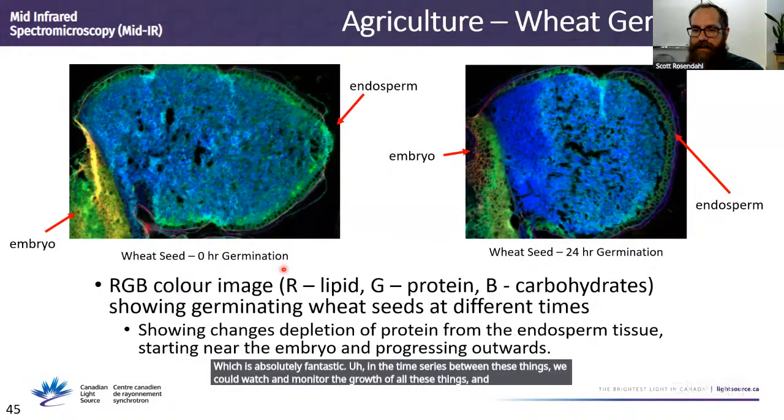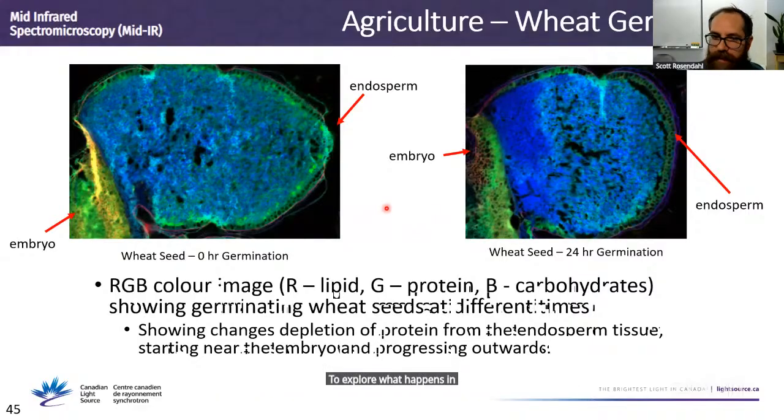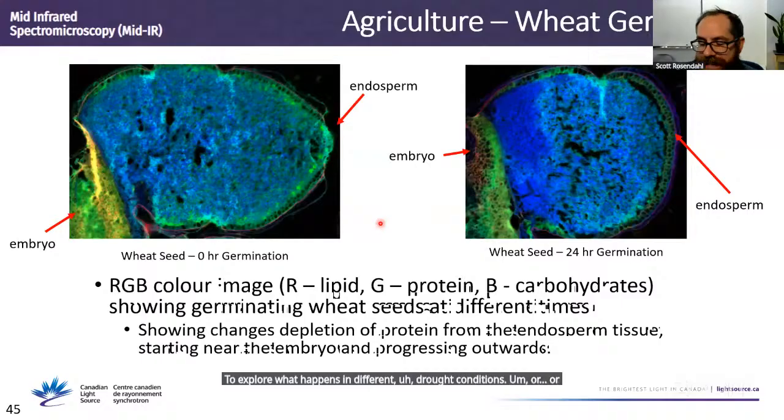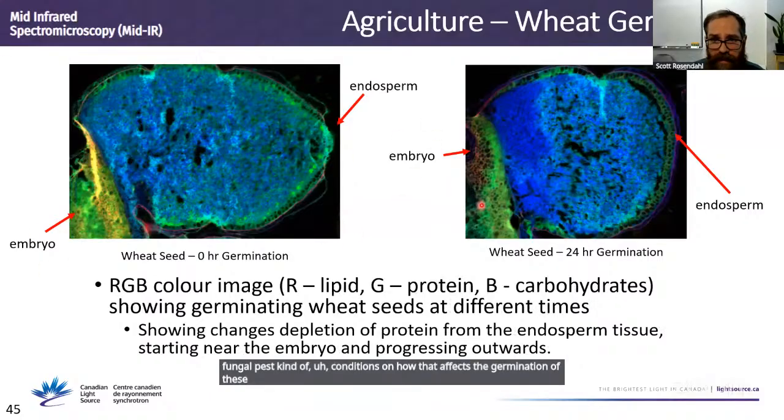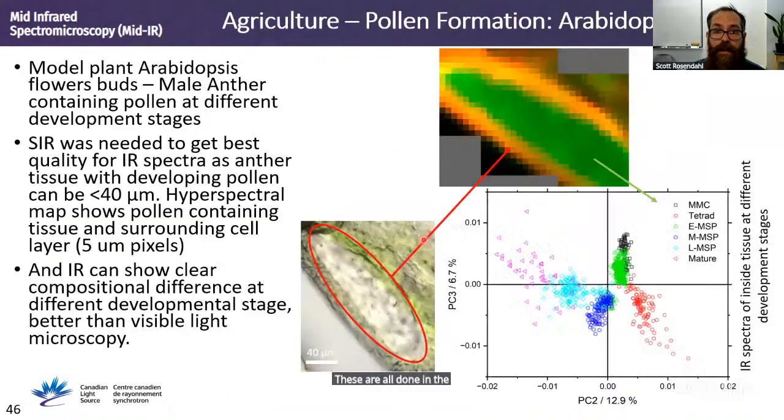And so now you can imagine we have a kind of a base set that we can now utilize to explore what happens in different drought conditions, or fungal pest kind of conditions, on how that affects the germination of these guys here. And these are all done in the infrared, which is very fun.